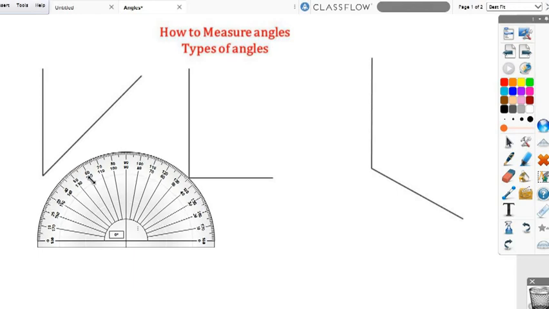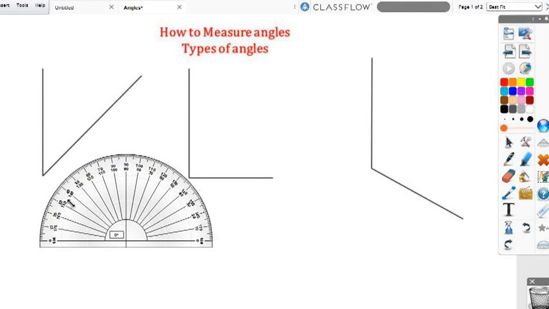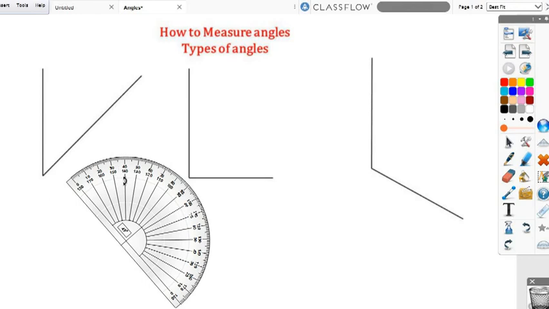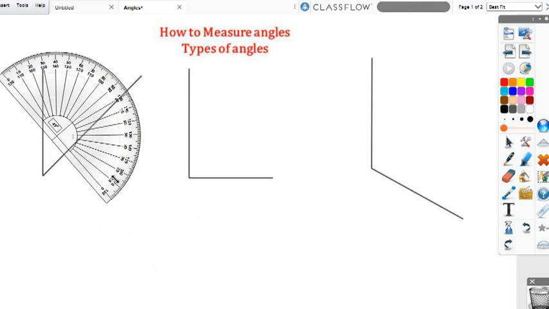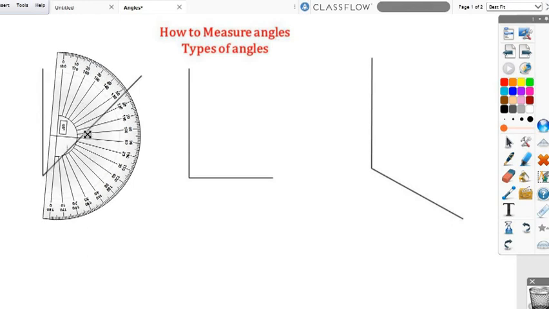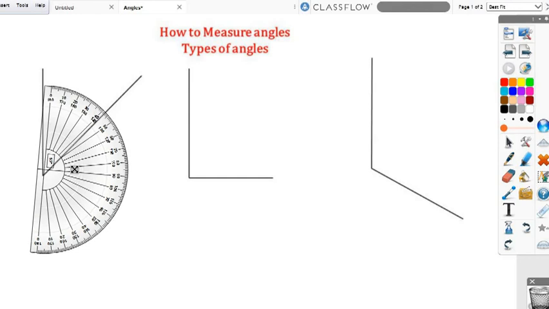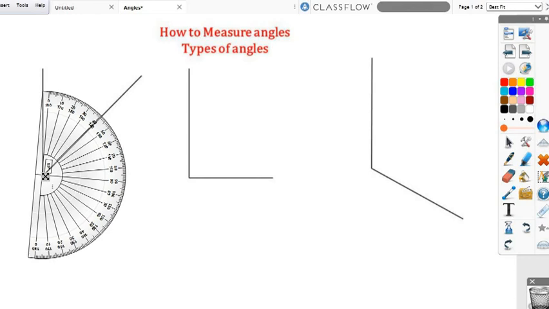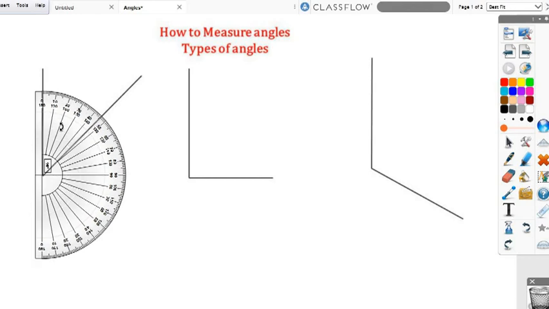So I will take the protractor and come here, put it at the vertex. I will connect my protractor. Look at this vertex, this is the vertex. Then I have to adjust here for it to be at 0. Good. That said, I'm ready to measure this angle.